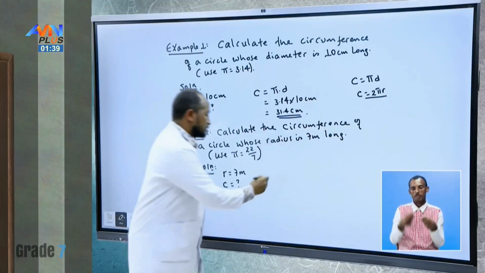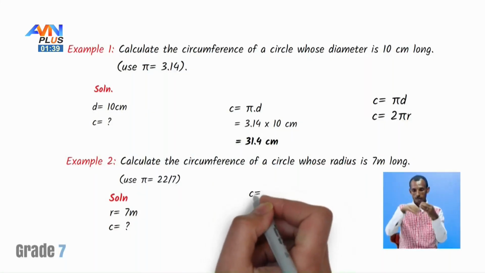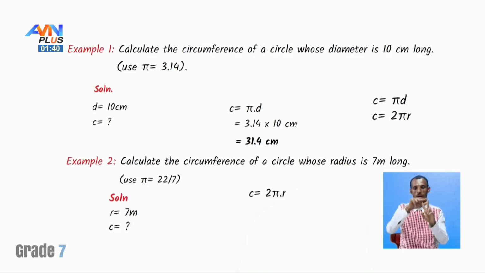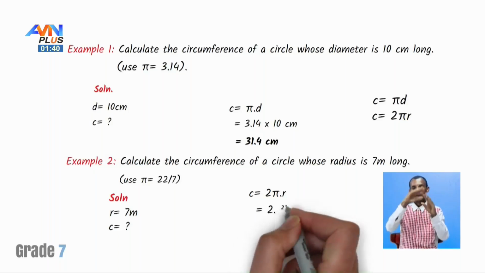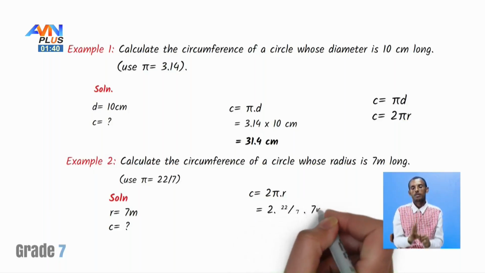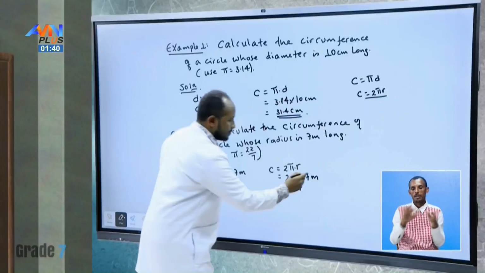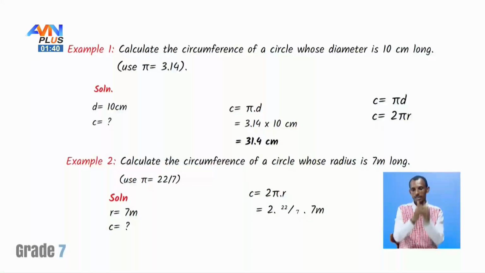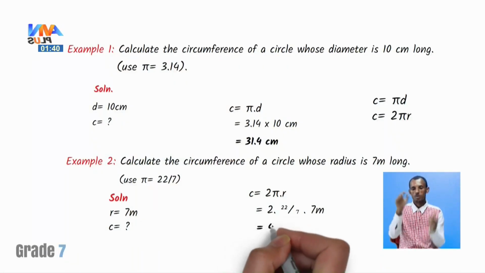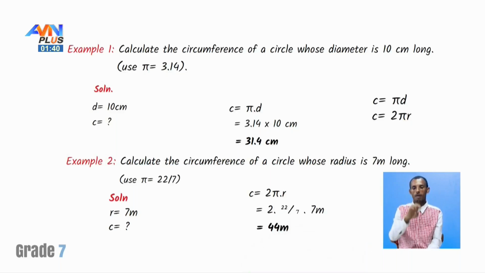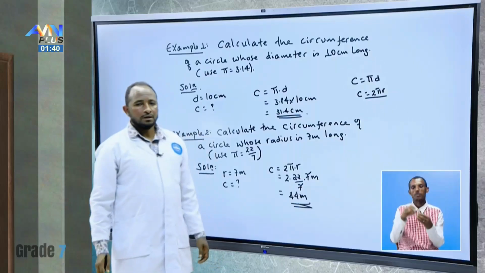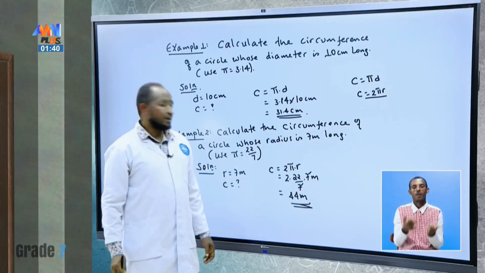So circumference is equal to 2 times pi times radius. So this is equal to 2 times pi, which is given to be 22/7, times the radius, which is given to be 7 meter. Therefore here 7 cancels out. You will have 2 times 22, which is 44. Therefore the circumference of this circle is 44 meter. That's it. Now let's proceed to one additional example.